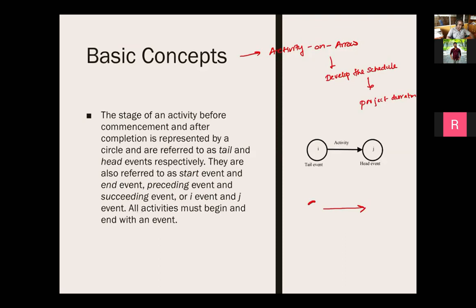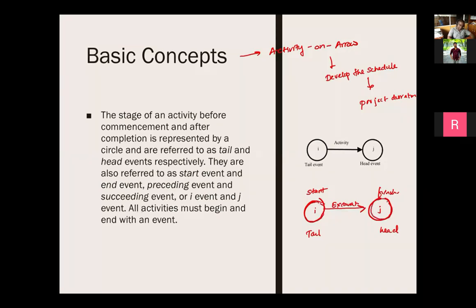Each of these arrows contains two circles at the beginning and at the end. We call this i-j, arbitrary. You can use any symbol. We call this the tail event and we call this the head event. That means this is the start, this is the finish. Let's say excavation. This event is the start of excavation. This event is the finish of excavation. This is the activity of excavation, and we write the duration below that. Let's say this is 4 days.